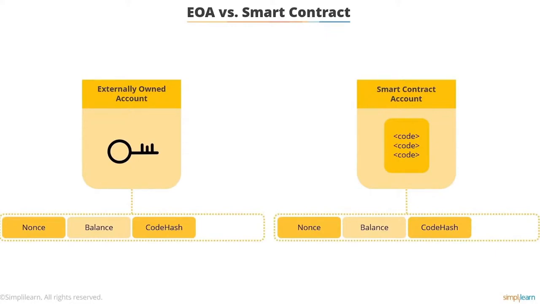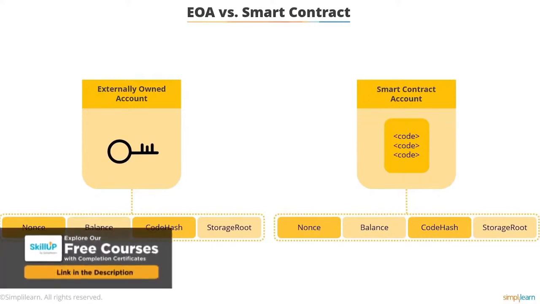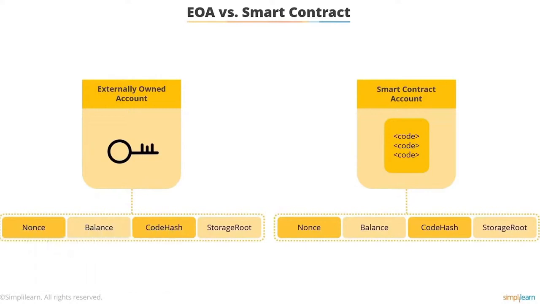The last property is storage root. It is a 256-bit hash of the root node of a Merkle tree that encodes the storage contents of the account, encoded into the tree as a mapping from the keccak 256-bit hash of the 256-bit integer keys to the RLP encoded 256-bit integer values. This tree encodes the hash of the storage contents of this account and is empty by default.